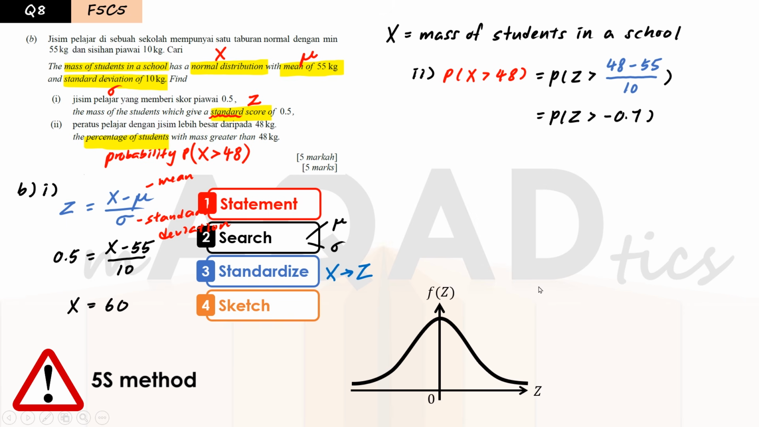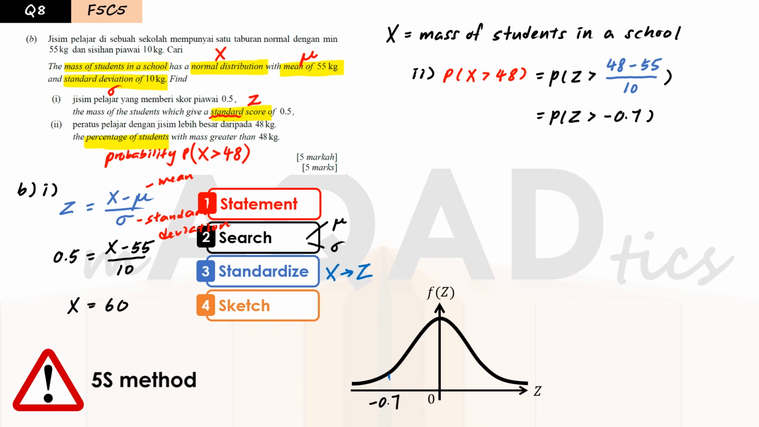Right, so this will be our normal distribution graph. It's a bell shape and it's symmetric. Left side and right side will have the same shape. And now let us label the value of Z that we have here, which is negative 0.7. Since this is a negative value and 0 is the middle line, it should be on the left side of the graph. So it would be somewhere here.